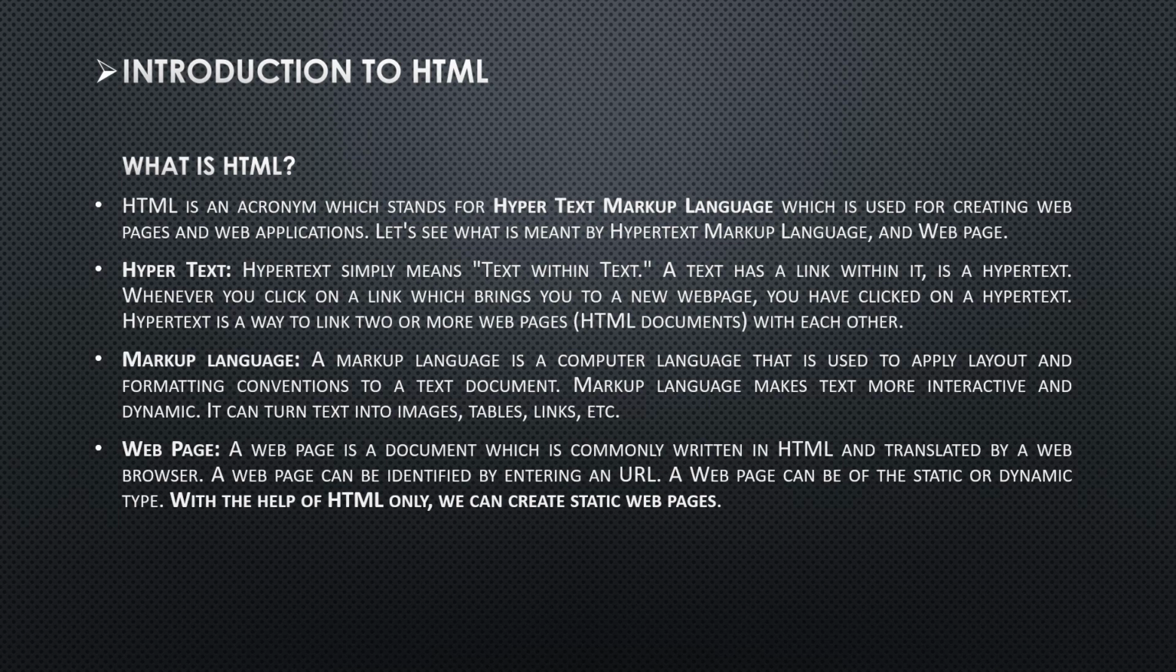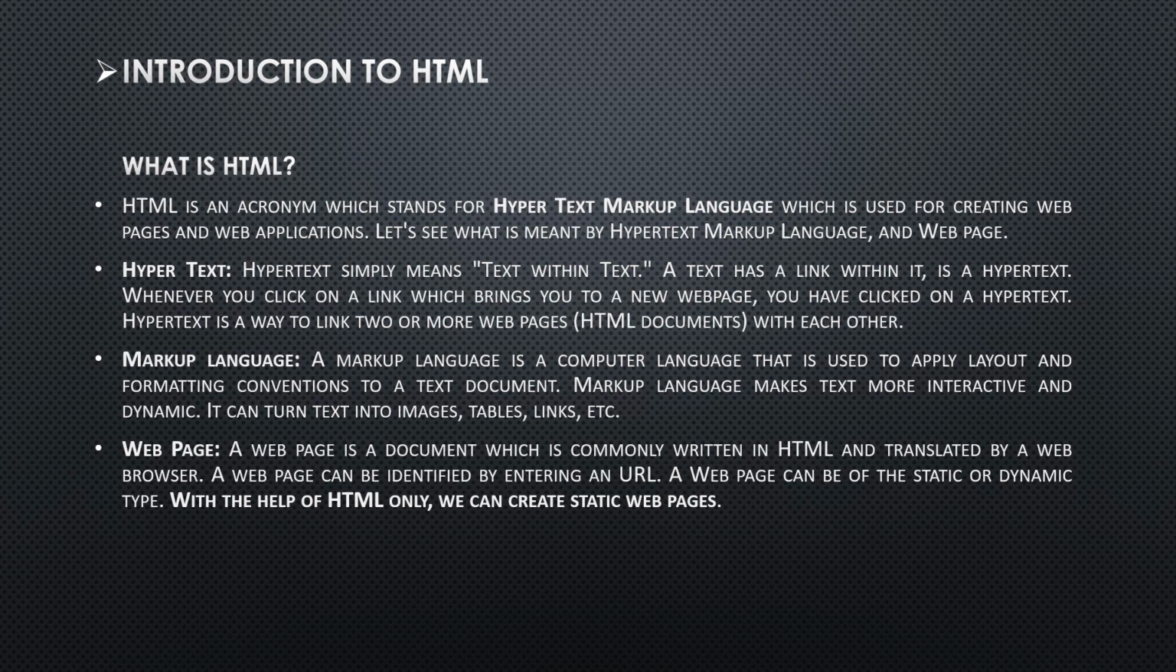It is a hypertext. Whenever you click on a link which brings you to a web page, you have clicked on a hypertext. Hypertext is a way to link two or more web pages with each other. What is markup language? Markup language is a computer language that is used to apply layout and formatting conventions to a text document. Markup language makes text more interactive and dynamic. It can turn text into images, tables, links, etc.